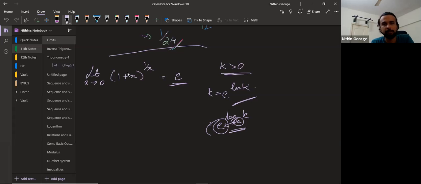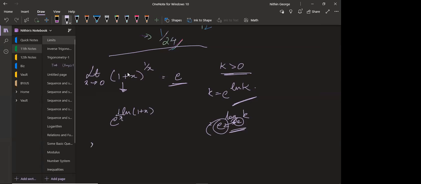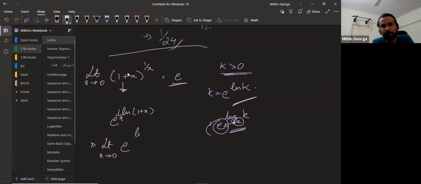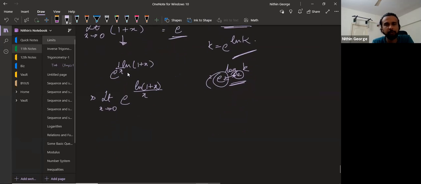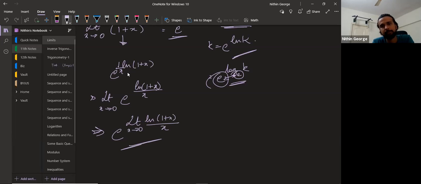So this will basically be written as e power ln (1 plus x) raised to 1 by x. And you see this 1 by x, right? You bring it outside the ln and it becomes 1 by x here. So basically you get limit x tends to 0 e power ln (1 plus x) by x, which you can further write as e power limit x tends to 0 ln (1 plus x) by x.